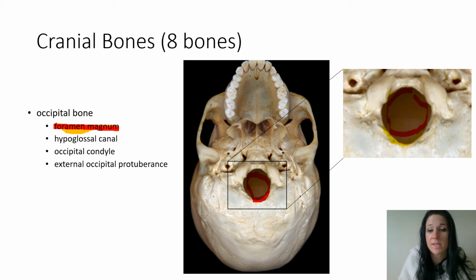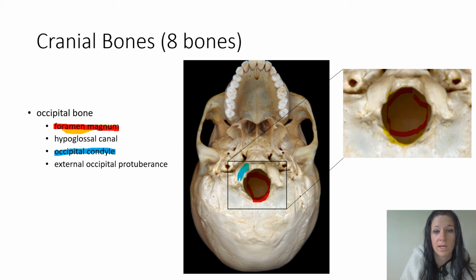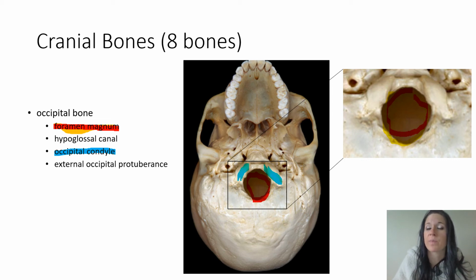Okay, and then the occipital condyles, we have two. These are what are going to articulate with C1, or the first cervical vertebra. So we have one here and here, and you can see that a lot better on this increased magnification view.